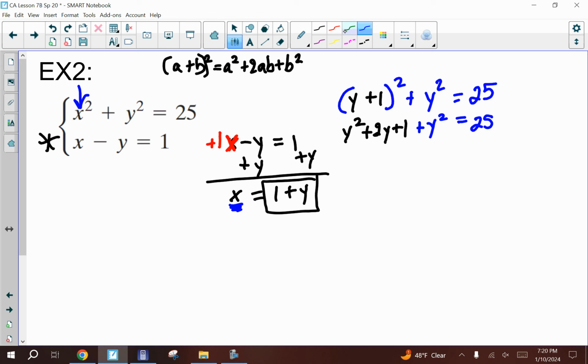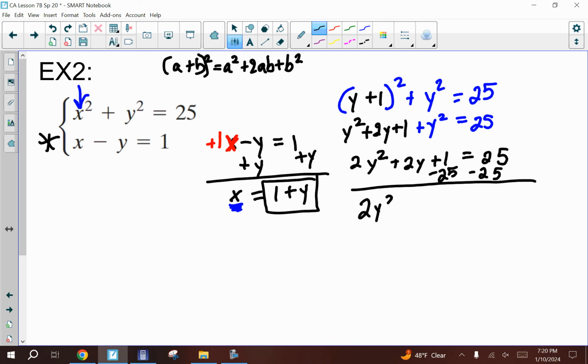So I can combine like terms here. If I combine the y squared and the y squared, that's 2y squared. And then plus 2y plus 1. And that's equal to 25. So now what we're going to do is we're going to get the 25 over to one side. So I'm going to subtract 25, because anytime there's an exponent involved, it needs to equal 0. So we can try to see if we can factor it.